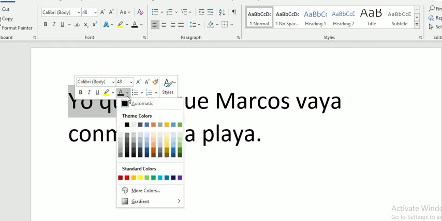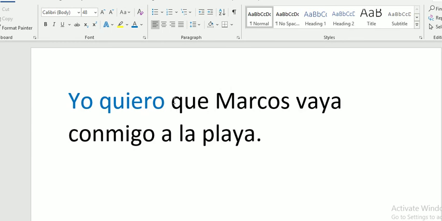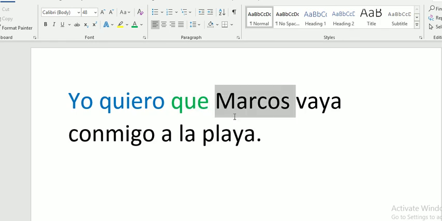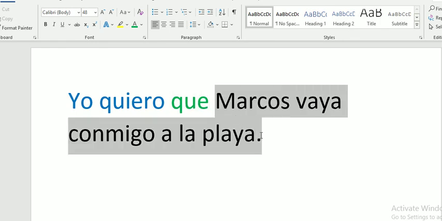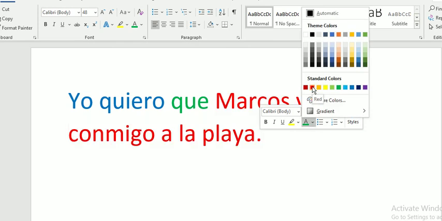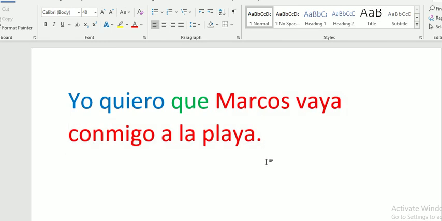So again, let me go ahead and put this in blue here, the main clause. Que, which is very important. And just as important as those other parts is the subordinate clause. Yo quiero, main clause, que, Marcos vaya conmigo a la playa, subordinate clause.